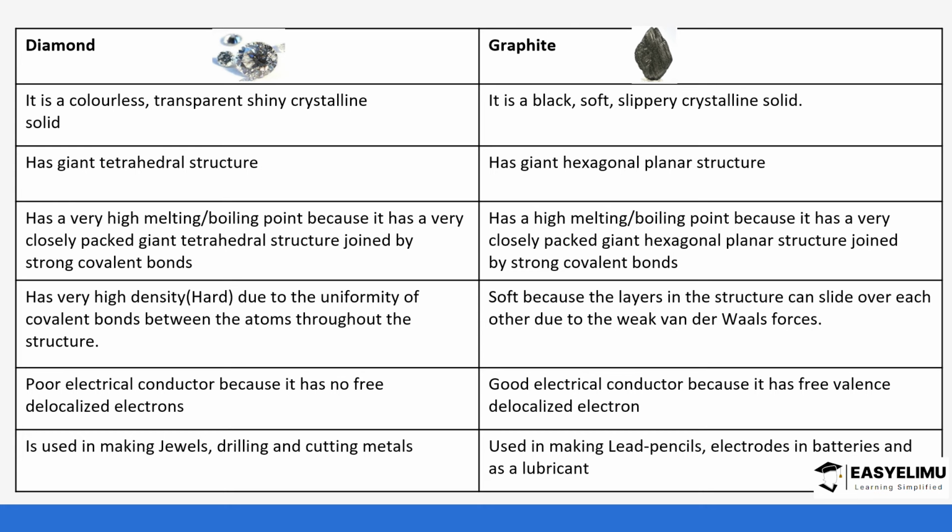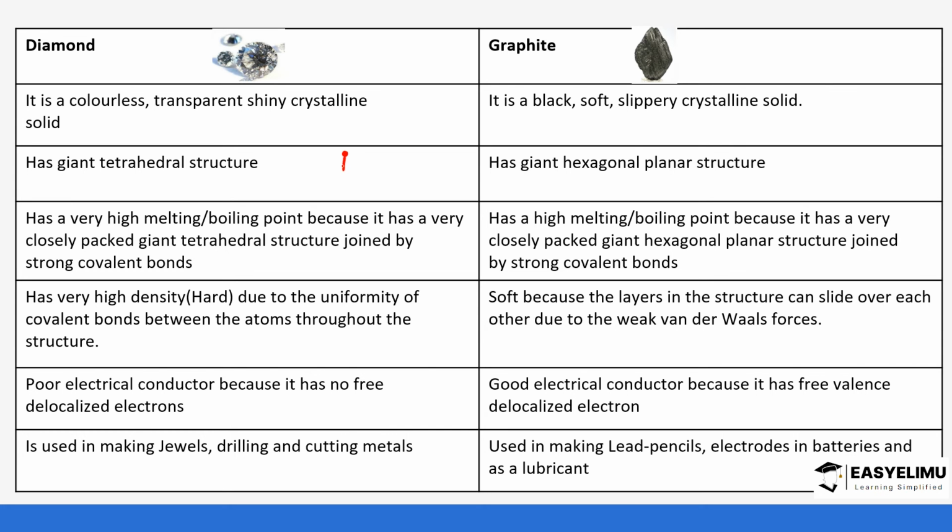When we look at diamond and graphite, we're going to look at some of the properties of diamond and some of the properties of graphite. We may not be able to go into the same details we did when we were doing structure and bonding, but you can go back and check that out. Diamond is usually a colorless, transparent, and shiny crystalline solid. It has a giant tetrahedral structure.